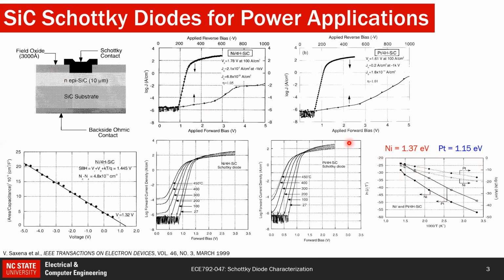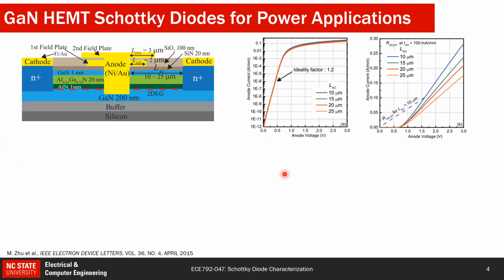Similar efforts have been done in GaN HEMT Schottky diodes, where you can see a schematic cross section in which they etched the AlGaN and then made a Schottky contact to the GaN. For ohmic, they have a regrowth and then an ohmic contact. For a better breakdown voltage and edge termination, they have also used a field plate.